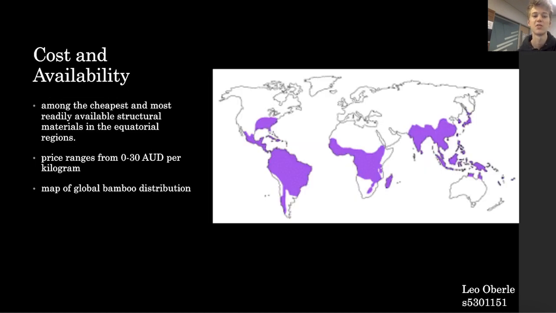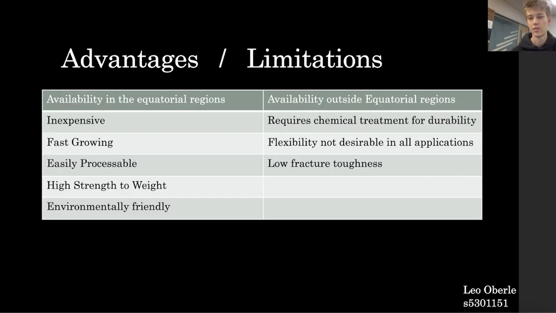Due to its robustness and fast growth, bamboo is among the cheapest and most readily available structural materials in the equatorial regions. Depending on the required diameter, level of processing, and scale of production, bamboo ranges from around 0 to 30 AUD per kilogram. Here's a map of global bamboo distribution. Note the belt around the equatorial regions.